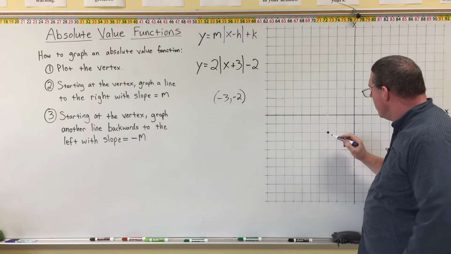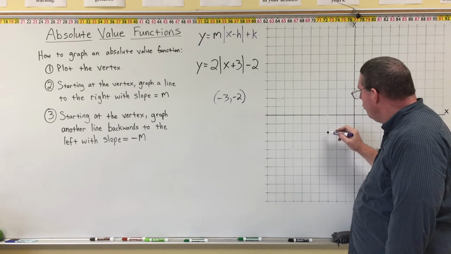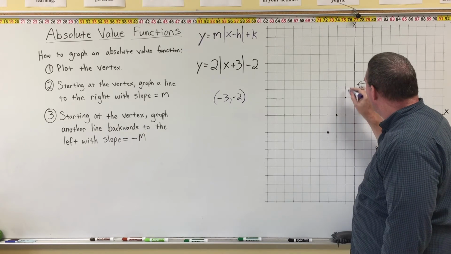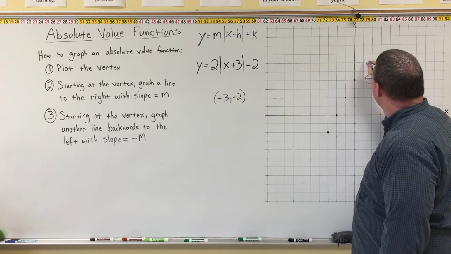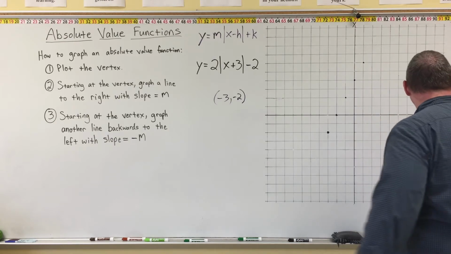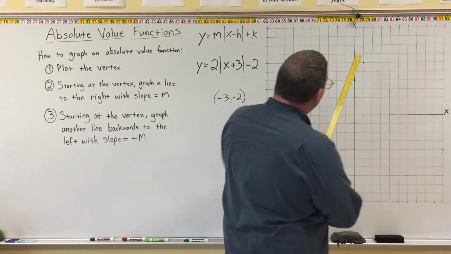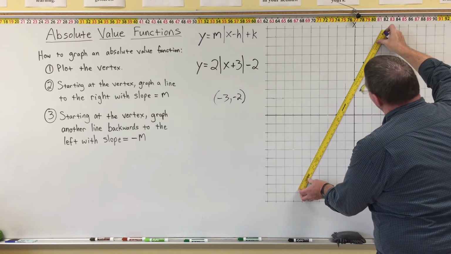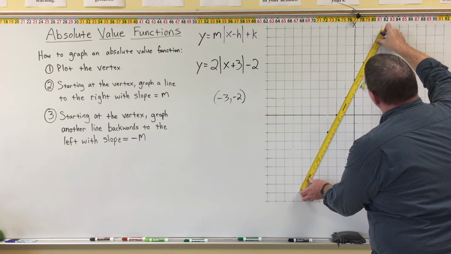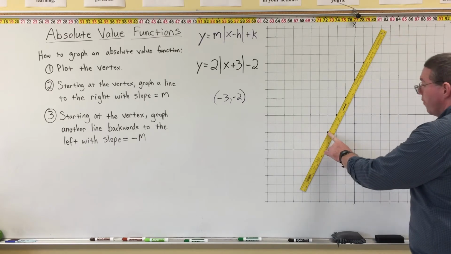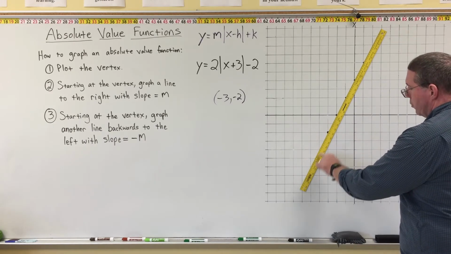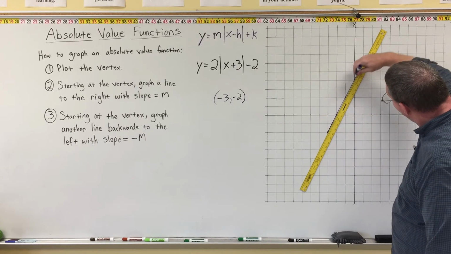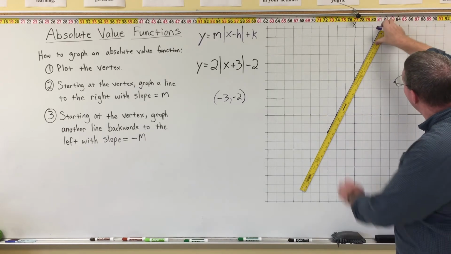Well, how do I make a slope equal to 2? That's easy. 2 means I go up 2 and over 1. Up 2 over 1, up 2 over 1, right? All right. And so then I'm going to line up all those points with a straight edge like this. Okay, let's see if I can get this right. There we go. Now, it has to start at the vertex, so I don't want to go past the vertex. I want to start at the vertex and draw a line. There we go.